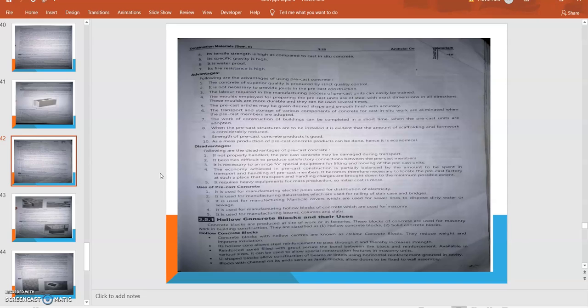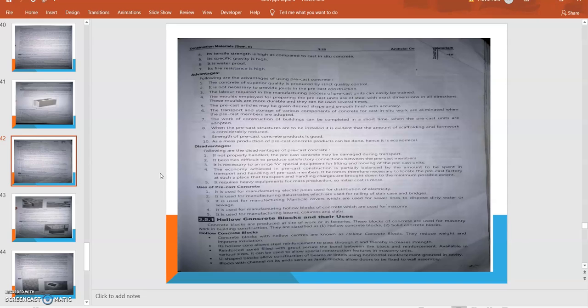Then the concrete of superior quality is produced by strict quality control. That is an advantage. And it is not necessary to provide joints in a precast construction. We can weld or join by any method. Then the labor required in the manufacturing process is less as compared to in situ, and it is also easy to train. The molds employed for preparing the precast units are steel with exact dimensions. Then the precast articles may be given the desired shape, smooth finishes, and accuracy.